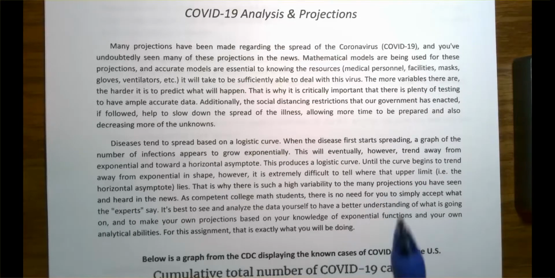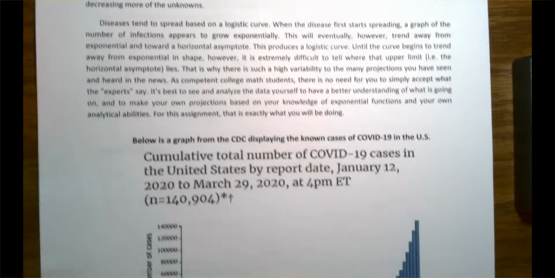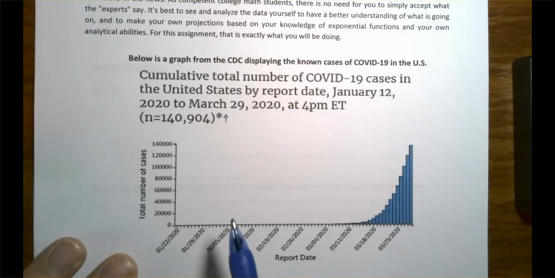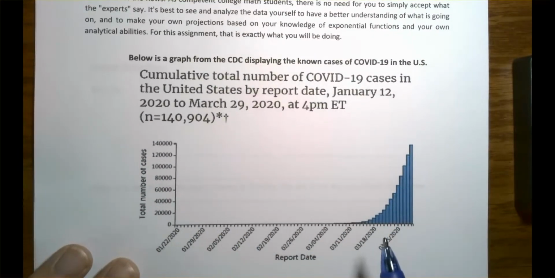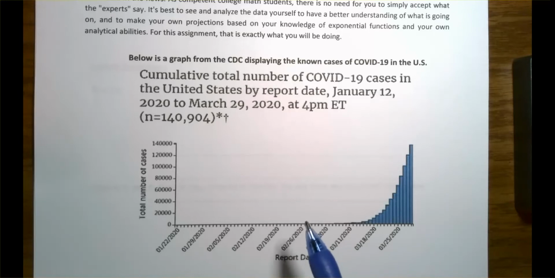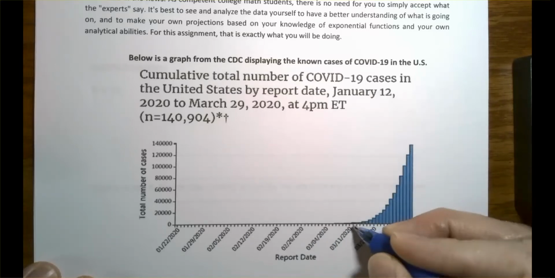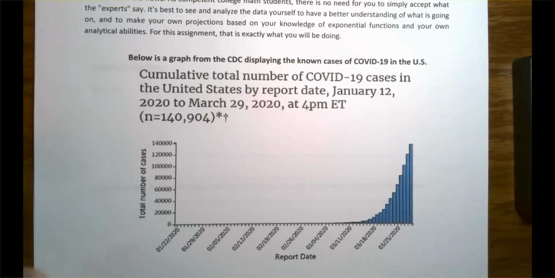to the sheet. Down below, this is a graph from the CDC representing the total number of known cases of COVID-19 in the United States. It goes from January 22nd, where the first known case was identified, up through March 29th of 2020. You can see early on the cases are so small you can't even see them on this scale of the graph. It really doesn't start to take off until around maybe right here is kind of the starting point.